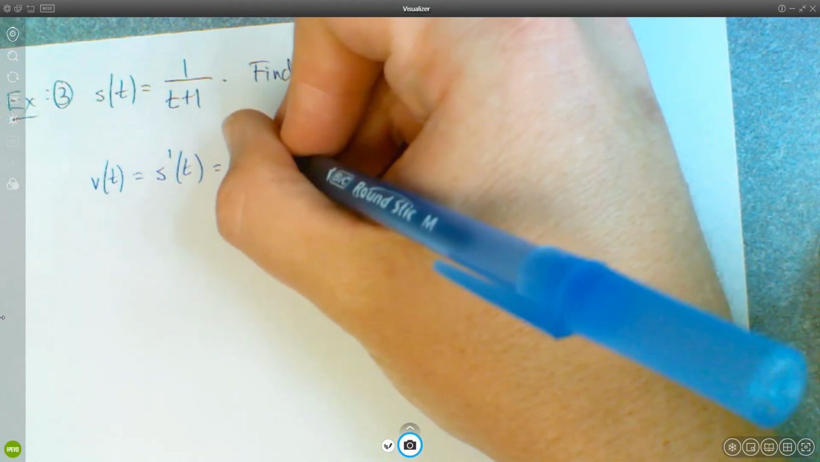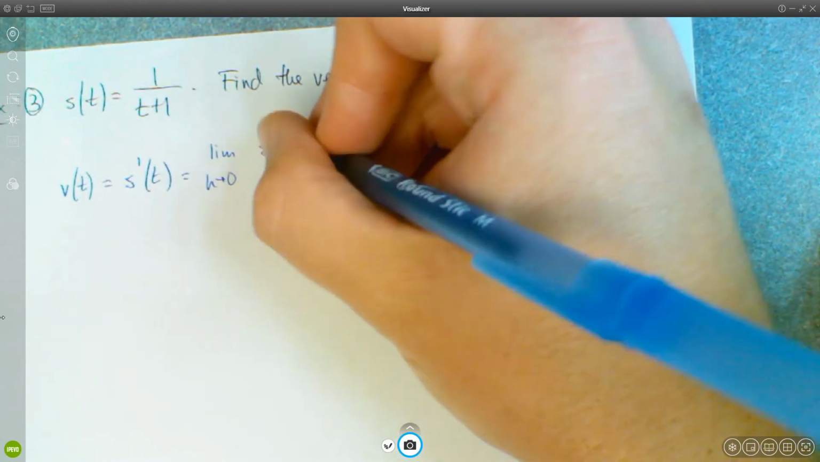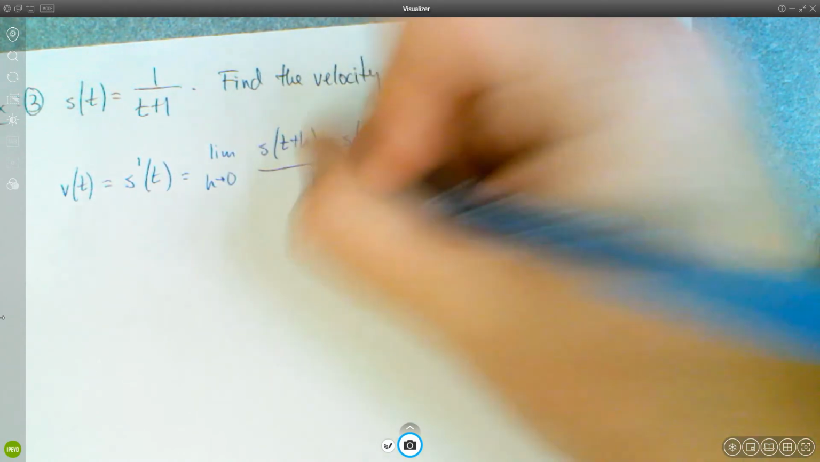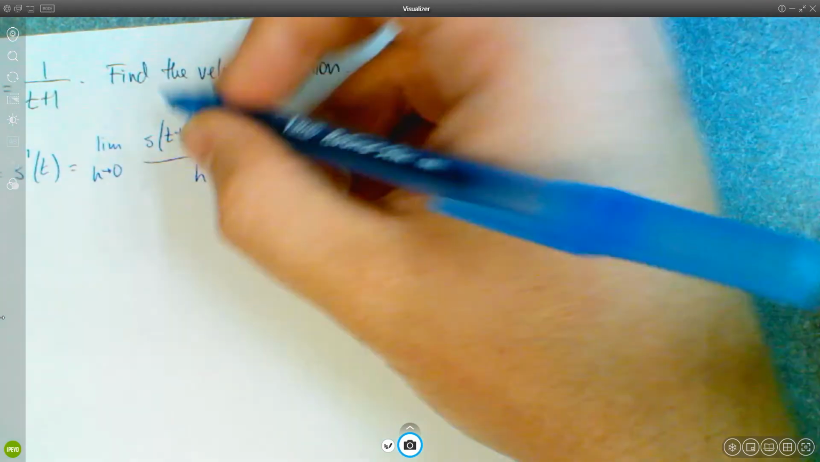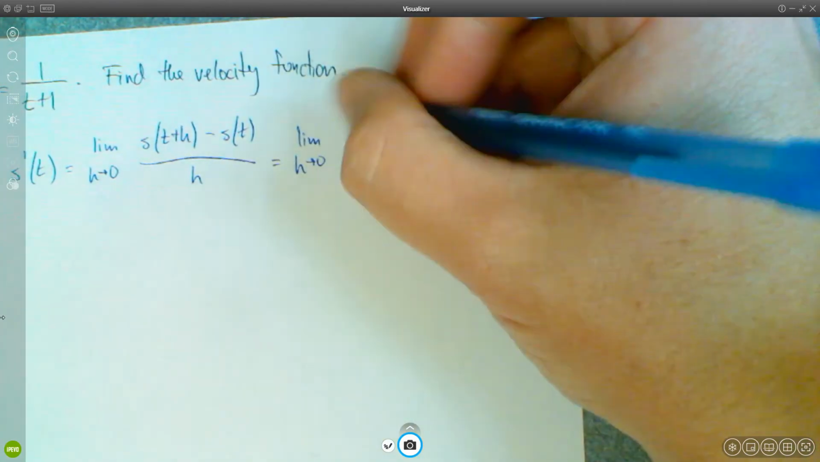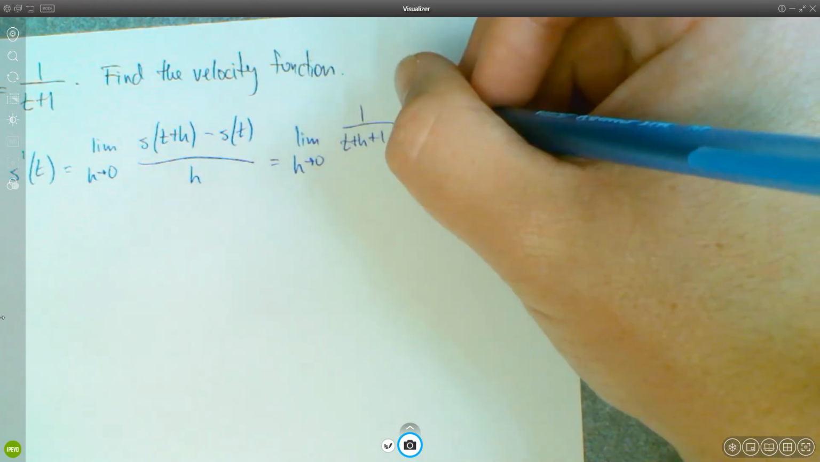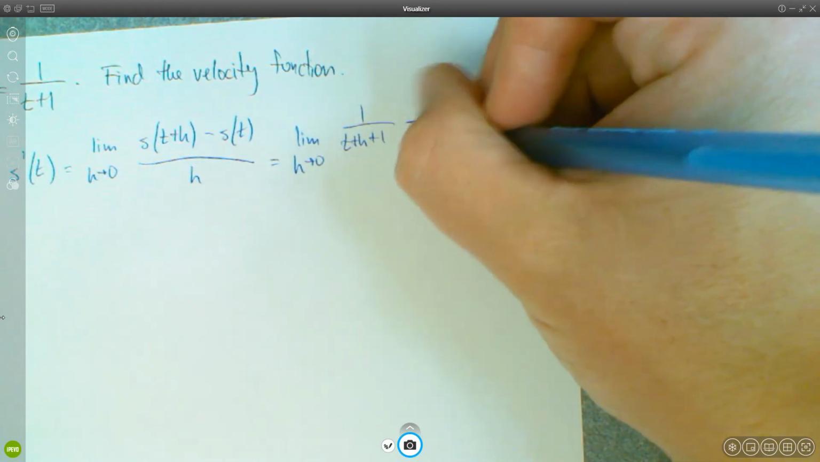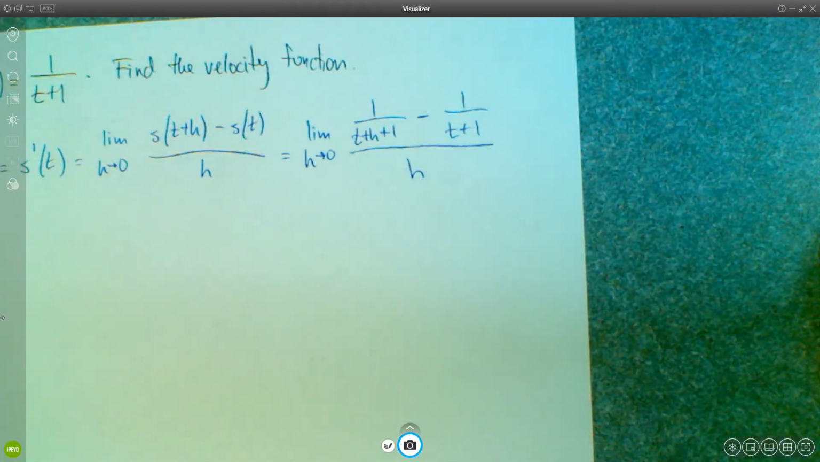And that's going to be the limit as h approaches 0 of s of t plus h minus s of t, divided by h. In other words, the limit as h approaches 0 of s of t plus h. So everywhere I see a t, I'm going to replace it with t plus h. So I'm going to get 1 over t plus h plus 1. So there's s of t plus h minus s of t, that's just 1 over t plus 1. And then over h.